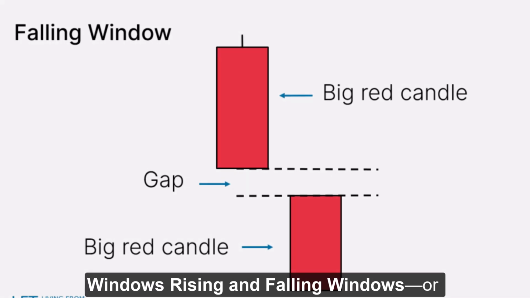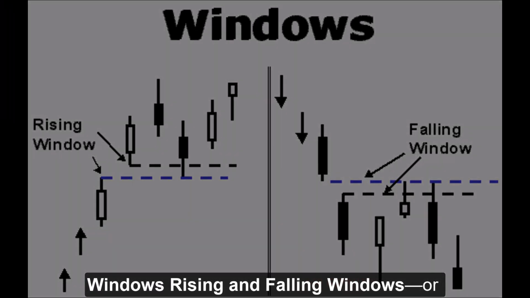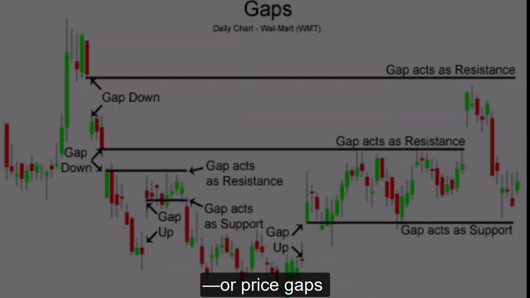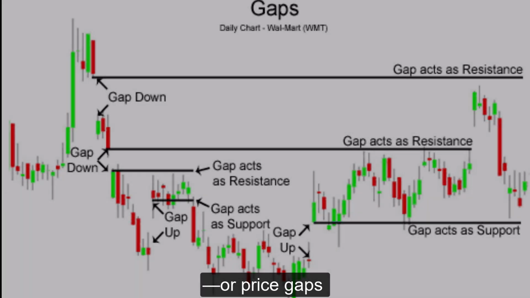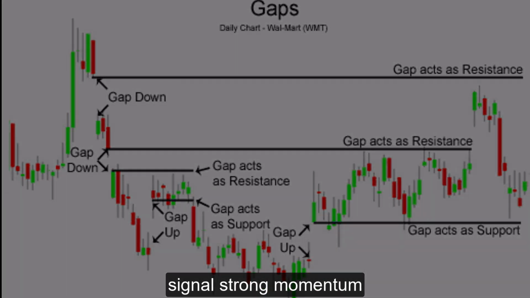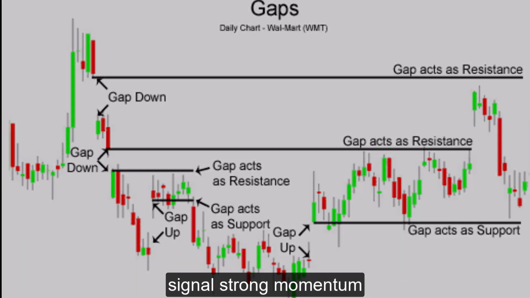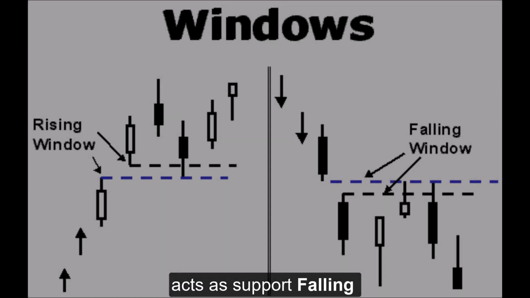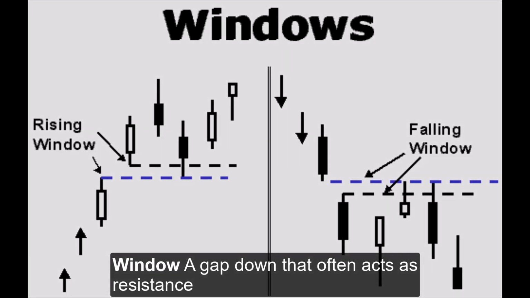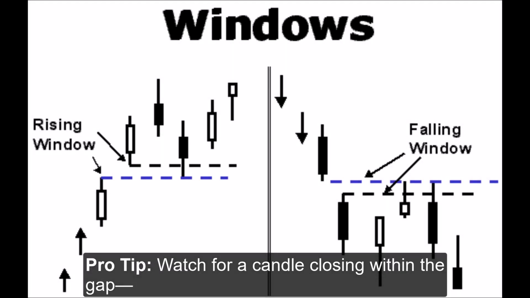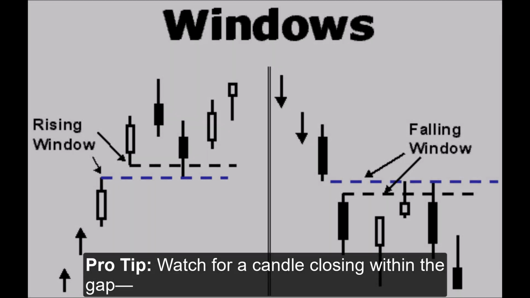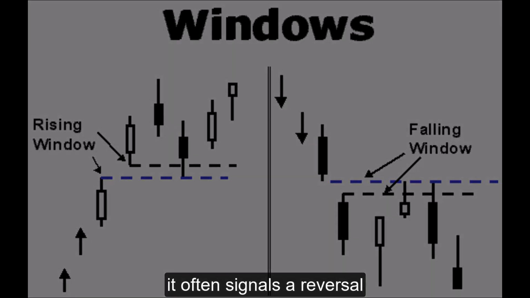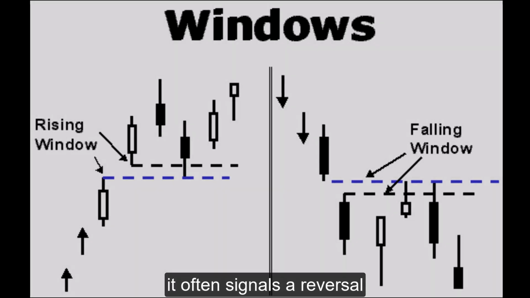Pattern 6. Gaps and windows. Rising and falling windows, or price gaps, signal strong momentum. Rising window, a gap up that often acts as support. Falling window, a gap down that often acts as resistance. Pro tip, watch for a candle closing within the gap. It often signals a reversal.